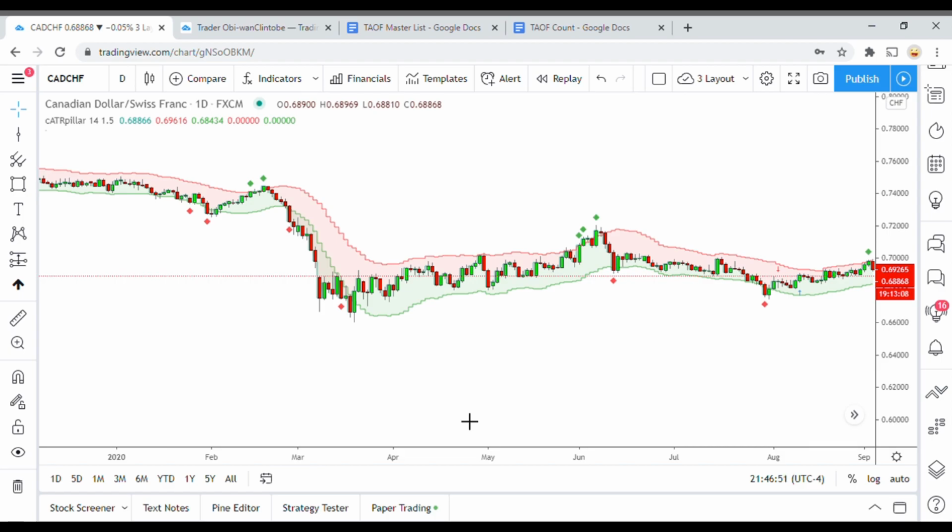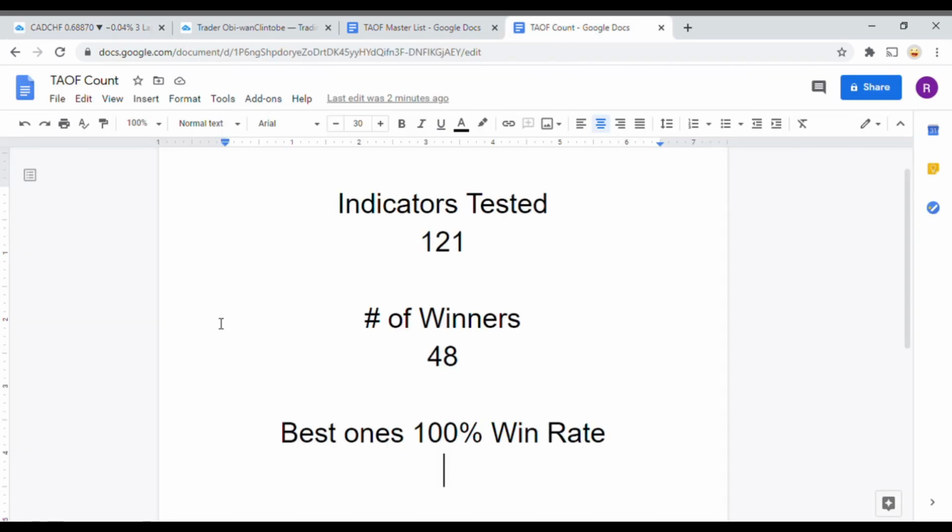Alright, as I said, today we will be testing the cATRpiller indicator. But before we do, I wanted to put the indicator scoreboard up for everyone to see. So to date, we have tested 121 indicators. And out of those 121 indicators, 48 of them have been winners, which means that they have met or exceeded the 60% win-loss ratio threshold that we have set for them.